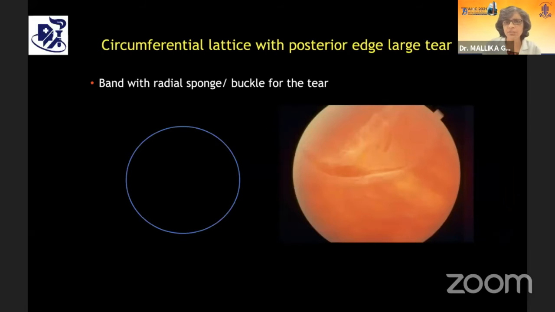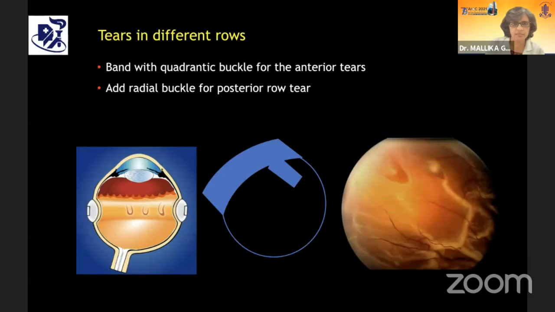If you have a lattice with degeneration, but then a tear also posteriorly, then for the lattice, we need a circumferential band. And then for the additional tears, we can add radial buckles in the quadrants necessary.